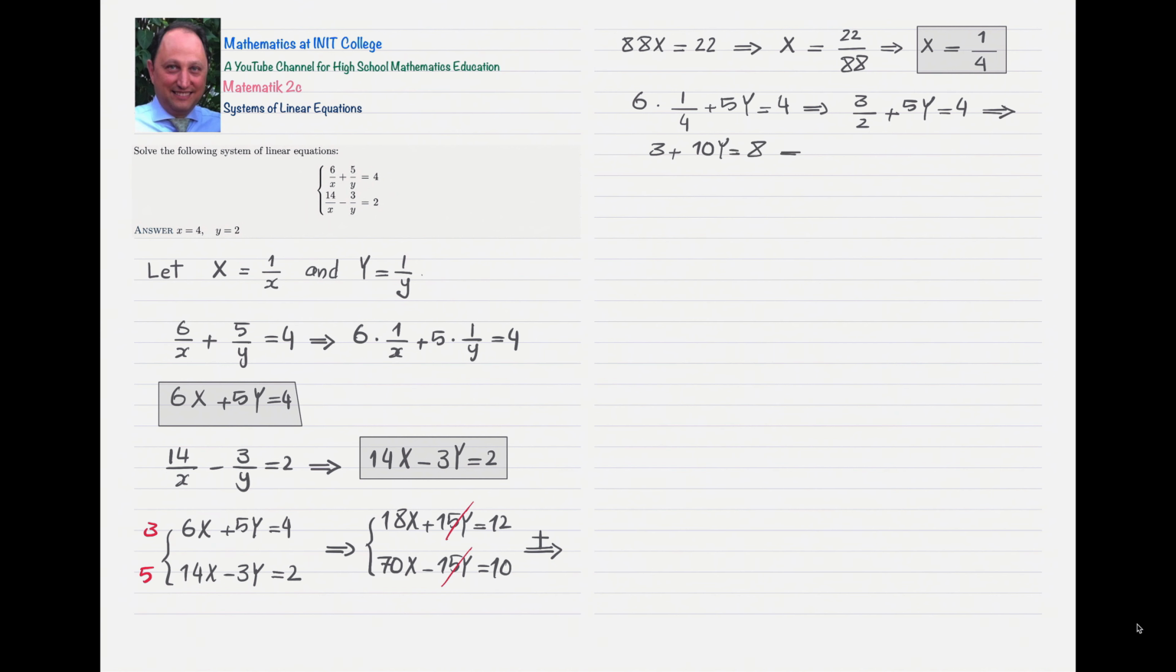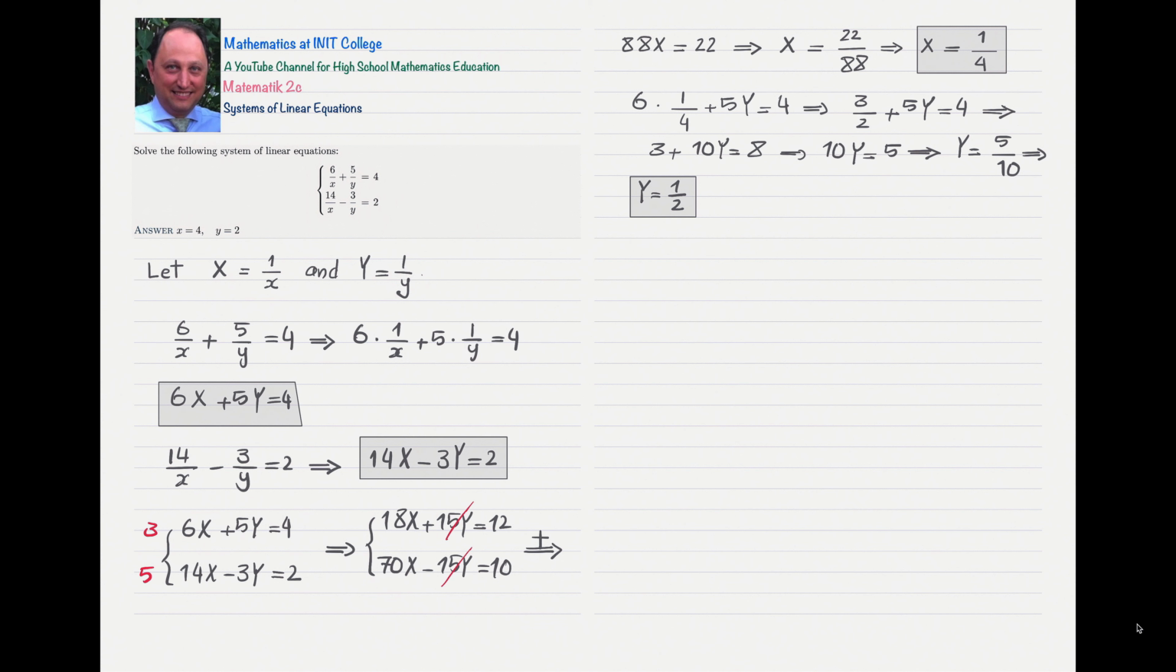And then 10Y becomes equal to 5, and I want to make Y alone, so I divide by 10, so it becomes 5 over 10, but this can be simplified by 5, and then I will get Y equals 1 over 2. So these are capital X and capital Y. But now my goal is to find the original variables in the problem, the original unknowns, little x and little y in the problem.